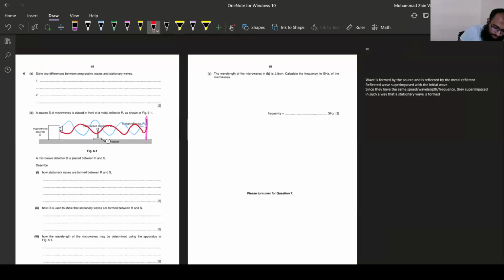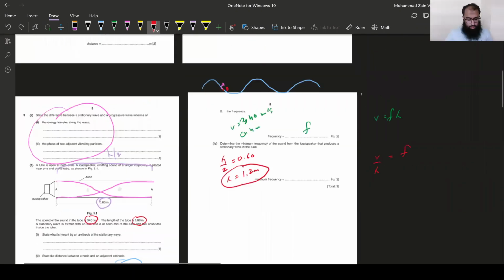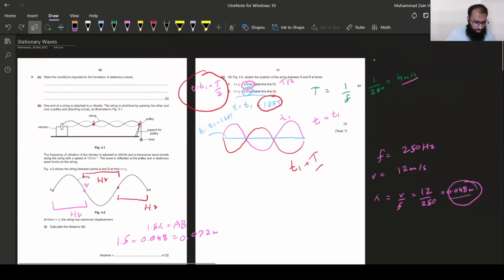When these waves superimpose with each other, they superimpose in such a way that a stationary wave is formed. Why? Because they have the same speed, wavelength, and frequency. Either of these could be sufficient, or all three of these could be sufficient. So this is how a stationary wave essentially forms, and if you write this, you'll get the marks. And this is also somewhat the answer to this as well.